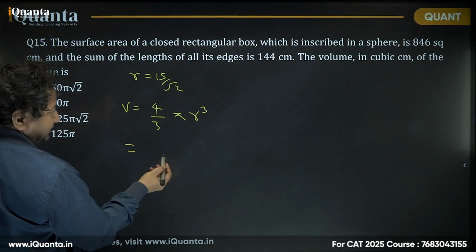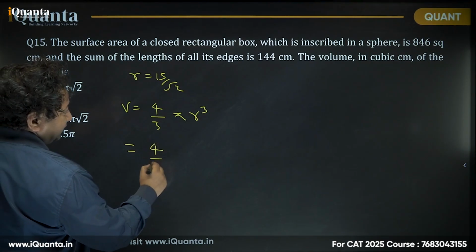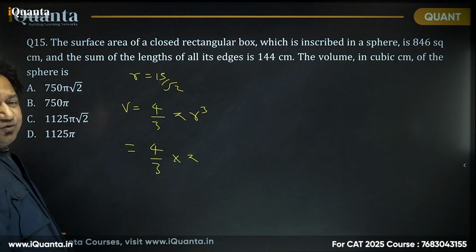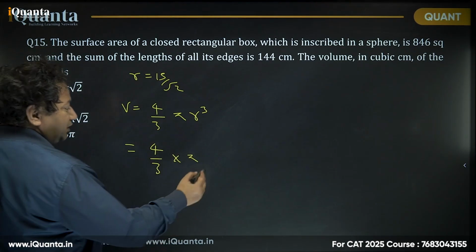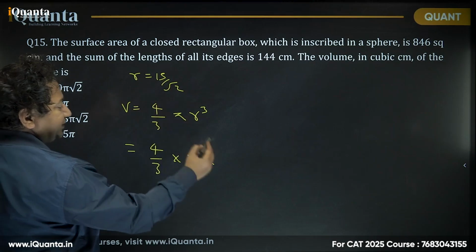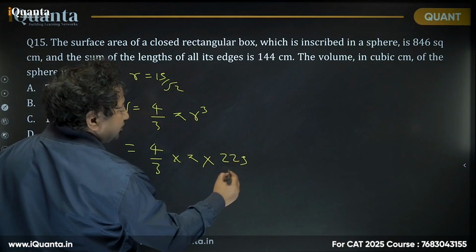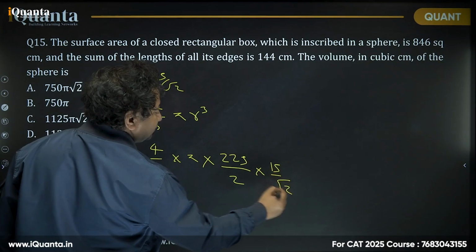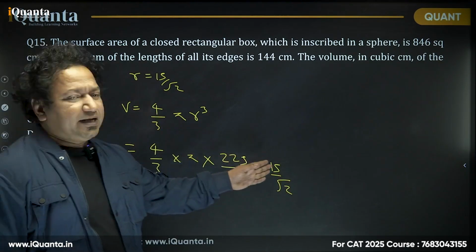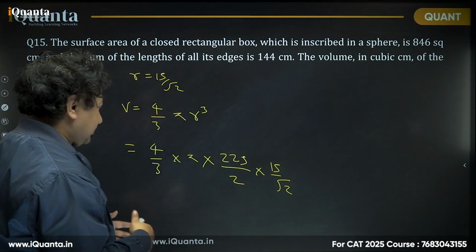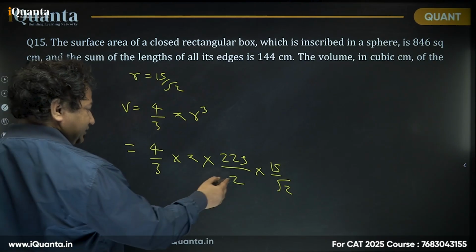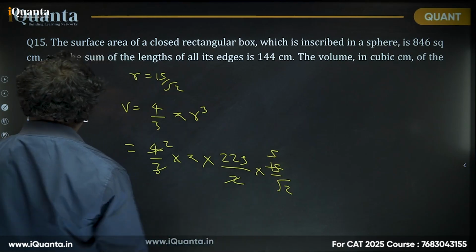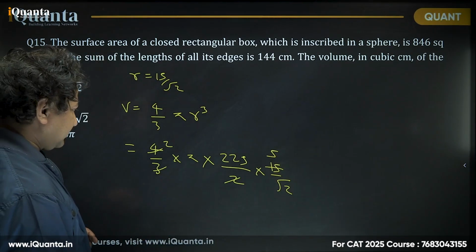So let's do that. 4 by 3 into pi. In the options we have pi, so we don't need to solve the value of pi. R cube. So 225, 15 square is 225. Root 2 square is 2, multiplied by 15 upon root 2. So I took the r square and then an r for finding the r cube. Once I have that, I can just cancel out certain things. This is 3 5s are 15. Perfect. What else can be done?